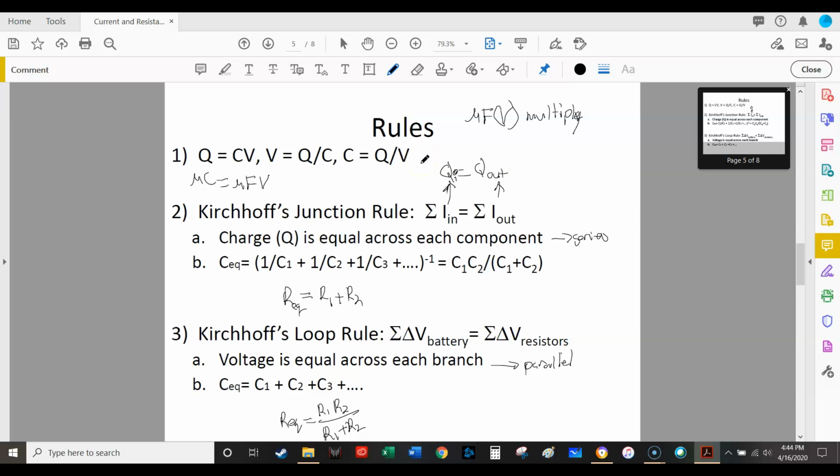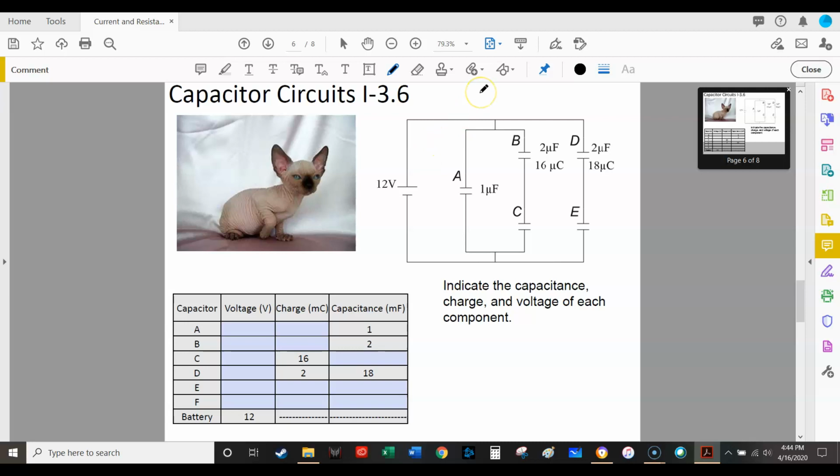So let's go ahead and do a puzzle. This is Capacitor Circuits 1, 3.6. Here we have another cute kitty. I haven't stopped that theme. I will never stop it. What I want you to do is go ahead and try this puzzle, all right? Keep the rules in mind and try the puzzle out. So pause the video and try everything, and afterwards I'll go ahead and do it myself and talk to you about it. So take a break and pause.